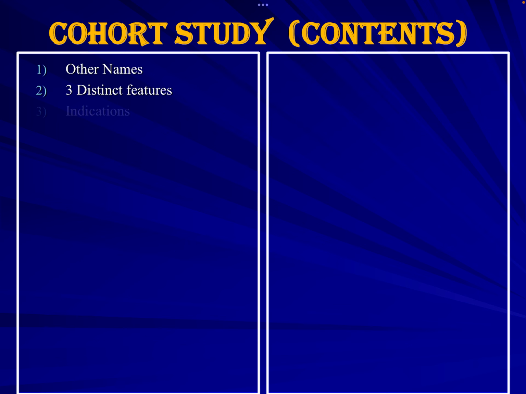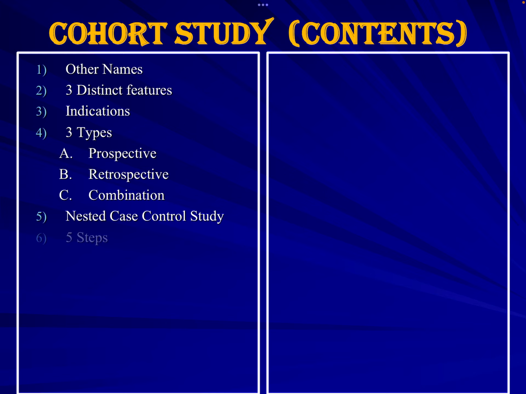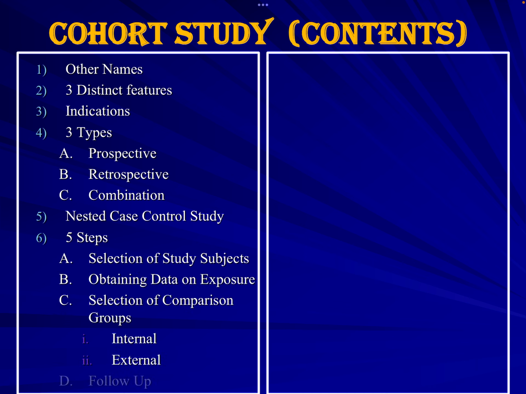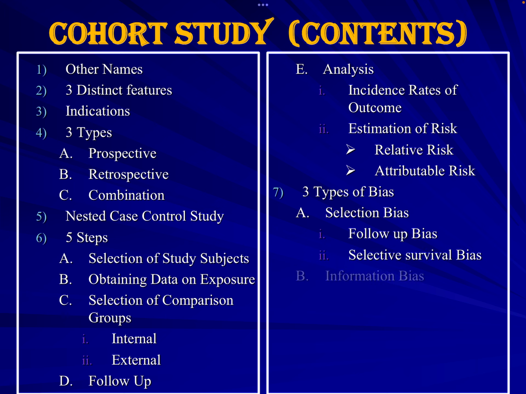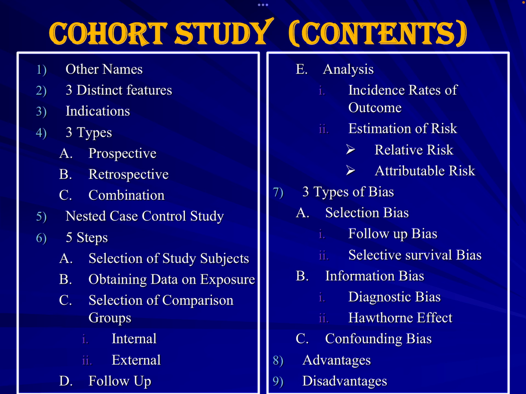So these were the contents that we have covered till now. Other names, 3 distinct features, indications, 3 types, nested case control study. Then we discussed about the steps, 5 steps: selection of study subjects, obtaining data on exposure, selection of comparison group, then follow-up, analysis. In analysis, we discussed about incidence rate of outcome, estimation of risk, that is relative risk and attributable risk, 3 types of bias, that is selection bias, information bias and confounding bias, advantages and disadvantages.